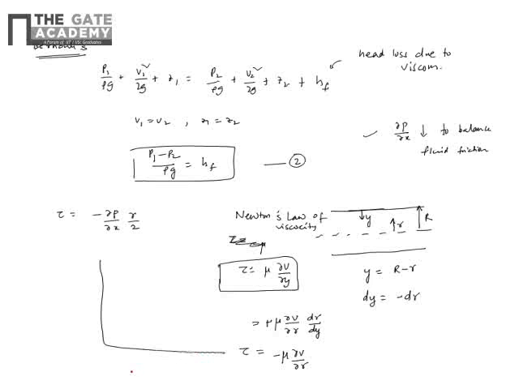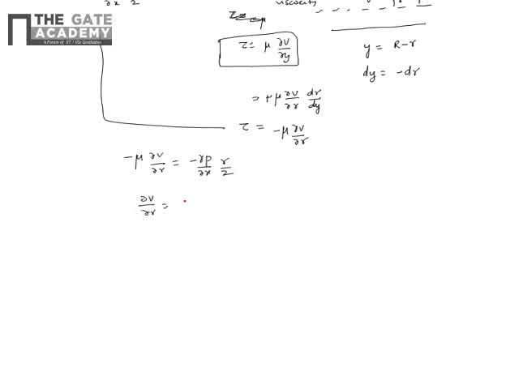If I equate these two, I get minus μ ∂v/∂r equals minus ∂p/∂x r/2, or ∂v/∂r is 1/(2μ) ∂p/∂x into r. Now I need to integrate this. I assume that ∂p/∂x is not varying with r. The pressure drop varies with x, but not with r. So this becomes 1/(2μ) ∂p/∂x into r²/2 plus a constant.